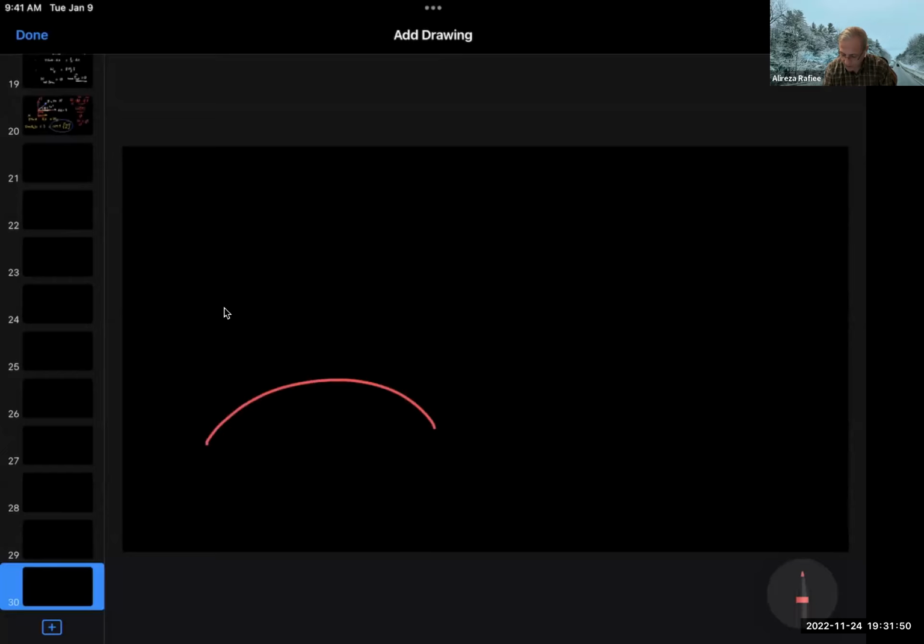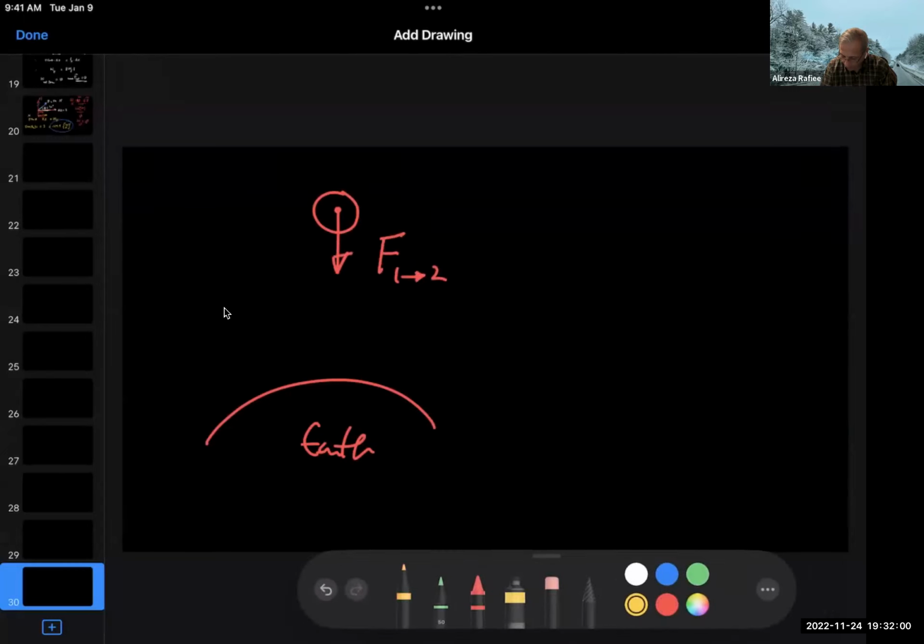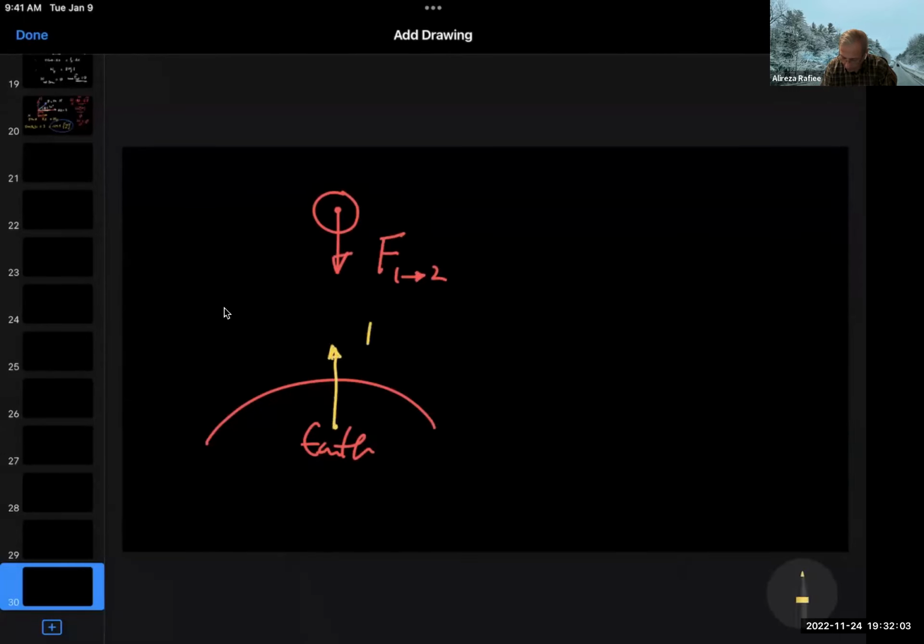So this is Earth, this is you. The Earth is pulling you down. That's one force, one exerted on two. Then you are going to pull the Earth up. The action-reaction says these two forces are exerted on two different objects. The F12 is equal to F21. The magnitude is the same. And if you bring the vector into the case, then the direction would be opposite. So the negative sign guarantees that the directions are opposite.